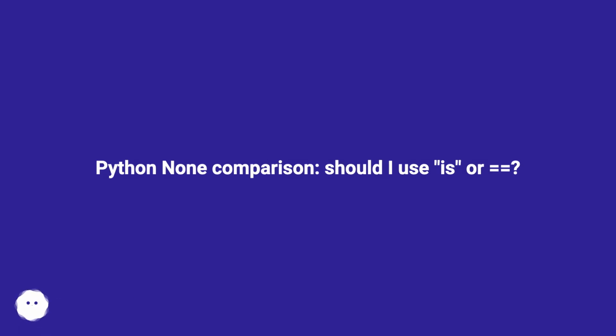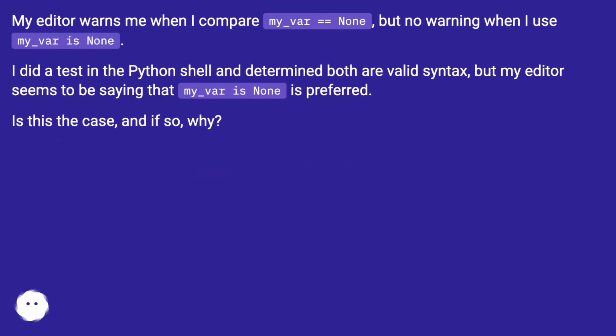Python None comparison. Should I use "is" or "=="? My editor warns me when I compare my_var == None, but gives no warning when I use my_var is None. I did a test in the Python shell and determined both are valid syntax, but my editor seems to be saying that my_var is None is preferred. Is this the case, and if so, why?